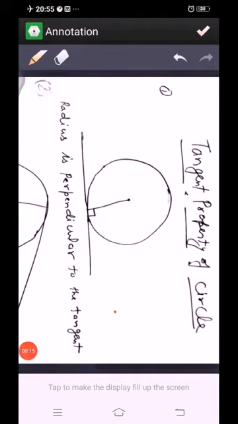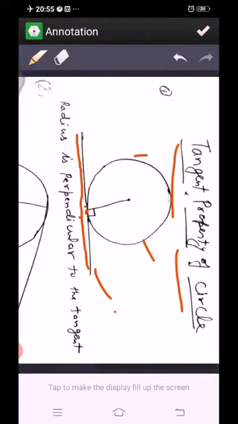So let us start tangent properties of circle. We can see here the circle we have drawn. One line is drawn in such a way which touches the circle at one point, like this. This line is called a tangent.